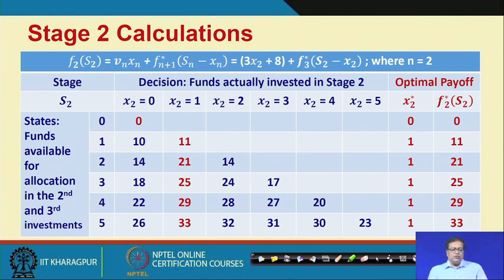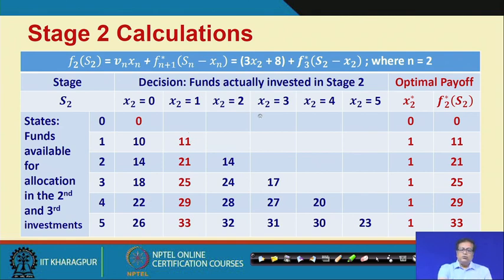So, the stage 2 calculations you can therefore obtain, all those values, by making use of the x2 equal to 0 optimality values, and then you can get the 11, 21, 25, 29 and 33. Once again, why 33? Because x2 equal to 1, therefore, it should be 4. So, 11 plus 22, that is 33.